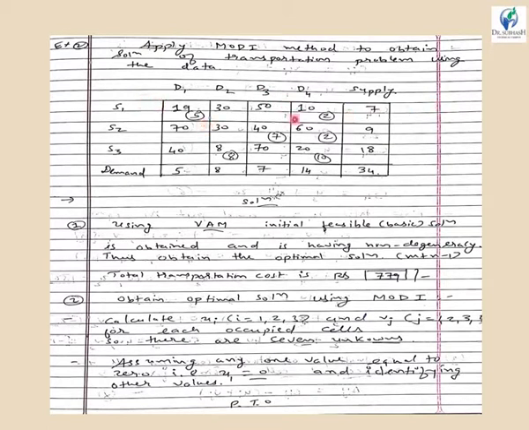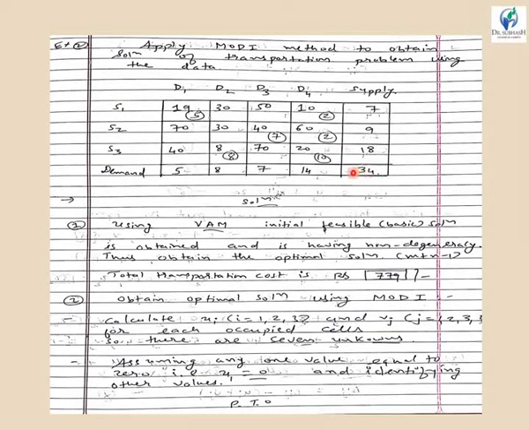Each source's supply capacity is given at the end of the row. Of source 1, the supply capacity is 7. For source 2, the supply capacity is 9. For source 3, the supply capacity is 18. So the capacities of all the sources are given. At the same time, the demand of all the warehouses or destination points is given at the end of each column. For D1 it is 5, for D2 it is 8, for D3 it is 7, for D4 it is 14, and the total is 35.